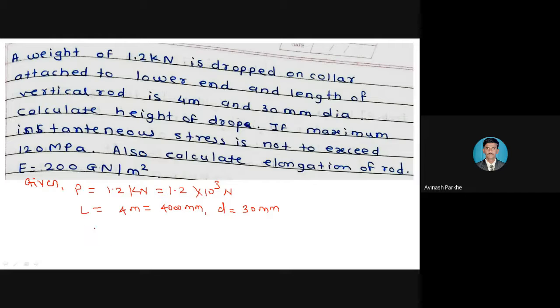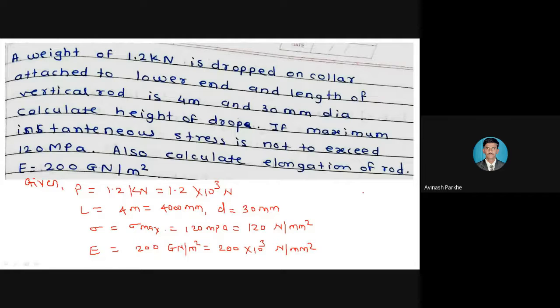Maximum instantaneous stress means sigma is equal to sigma max. We can consider sigma equal to sigma max equal to 120 megapascal, and 1 megapascal is equal to 1 Newton per mm square. So 120 Newton per mm square. Then capital E is equal to 200 giganewton per meter square, which is equal to 200 into 10 raised to 3 Newton per mm square.